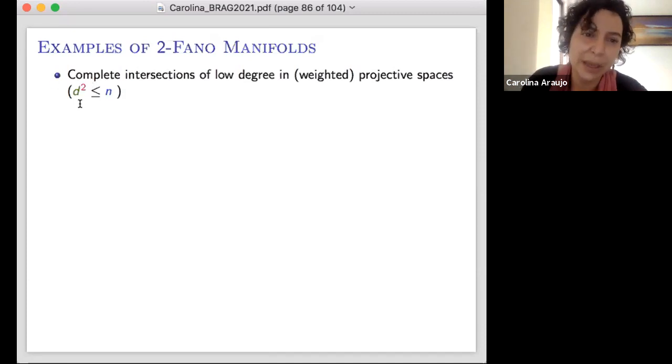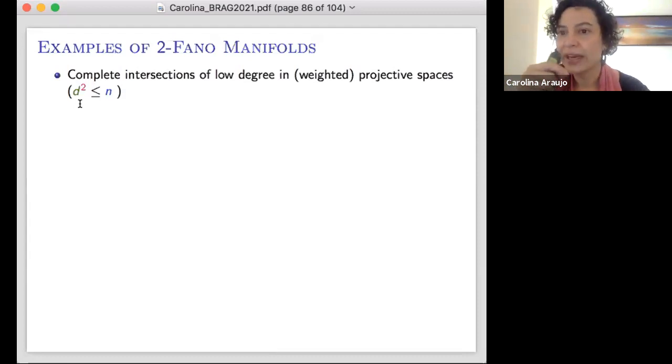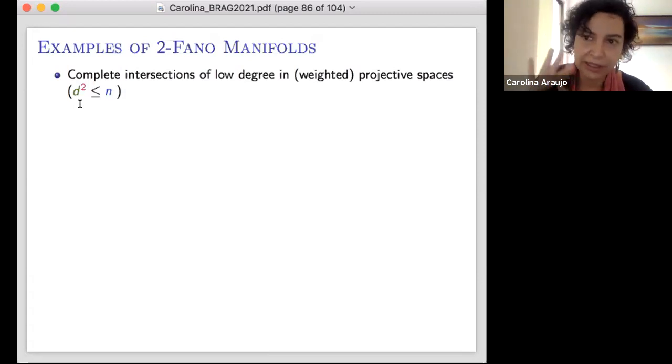but one can write a similar condition for complete intersections. This would be that the sum of the squares of the degrees should be less than or equal to n for projective space, and the sum of the weights for weighted projective space. But it's very clear that the condition is just a numerical condition on the degrees and the weights.